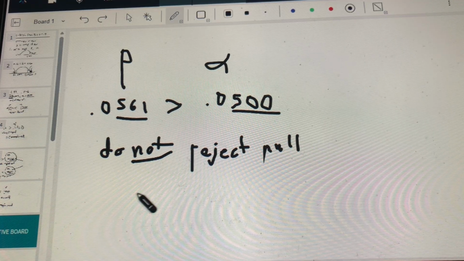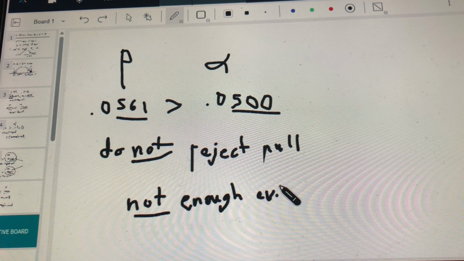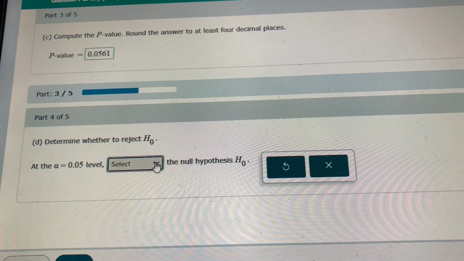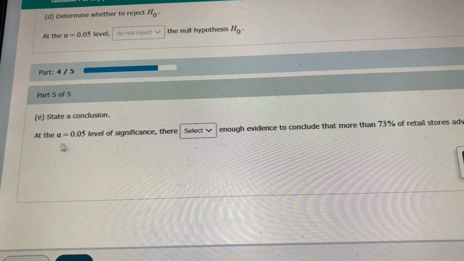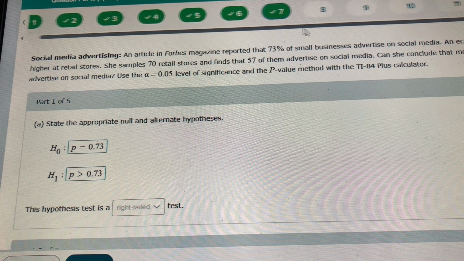Which means in the final step, there's not enough evidence to say it's greater than whatever. So do not reject the null hypothesis, although if alpha was 0.10, you would have rejected it. And then there is not enough evidence to conclude that more than 73% of stores advertise on social media. So problems 5, 6, and 7 are all from the one prop z-test part of the chapter.